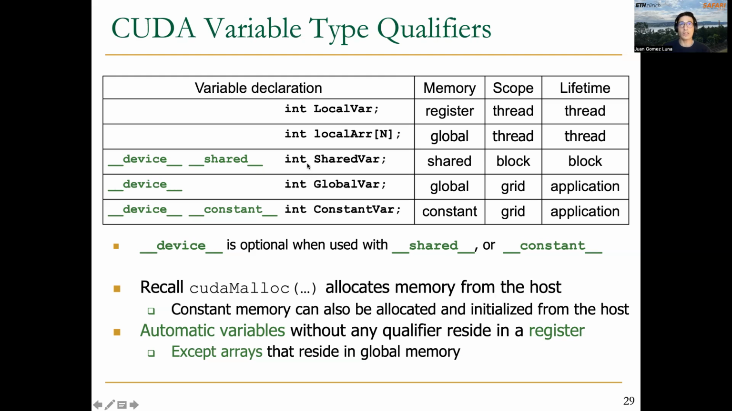When we want to allocate something in the shared memory, we will use this shared qualifier here. And if we want it to be in the constant memory for its access from the constant cache, we will use this constant qualifier. If we want to allocate something in global memory, we can use this device qualifier. And this device is optional when used with shared and constant.